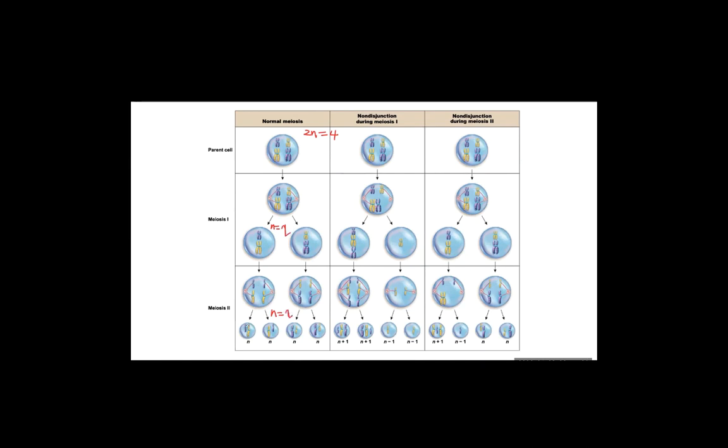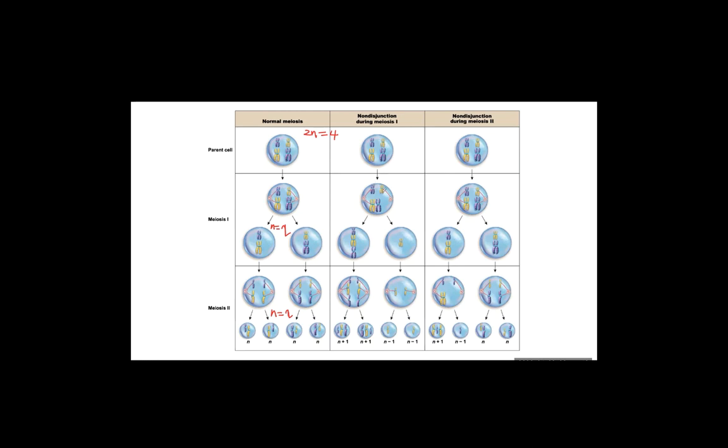So can you see 1, 2, 1, 2, 1, 2, 1, 2? Each daughter cell has 2 chromosomes. So this is just normal meiosis. No mistake, no error. But when you look at non-disjunction during meiosis 1, look here. Now, a pair of homologous chromosomes is supposed to align at the equatorial plate, and then a pair of homologous chromosomes is supposed to separate toward each pole.